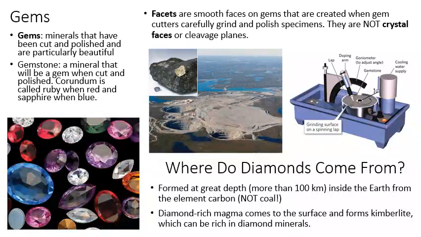In the case of diamonds, diamond-rich magma comes to the surface and forms a rock called kimberlite, and that's where the diamond minerals can be found. In the middle picture we have a mine, maybe in Canada or somewhere, where they've got kimberlite exposed near the surface that they're digging into to find diamonds. And in the inset photo is a picture of a kimberlite with a diamond inclusion.